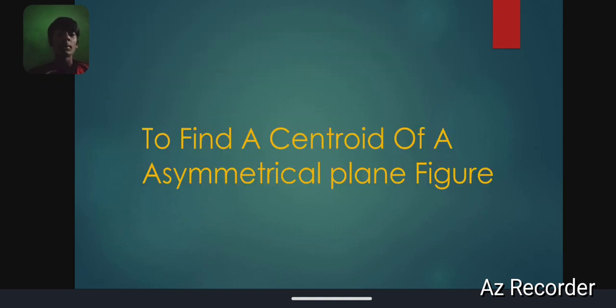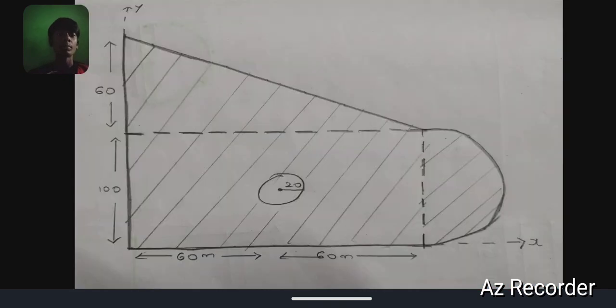Today I am going to explain how to find the centroid of asymmetrical plane figures. Here we have to see the diagram. In this diagram we have four components: rectangle, triangle, semicircle and circle. We have to find the centroid of this diagram or this object, anything you can take. We have to make four components.